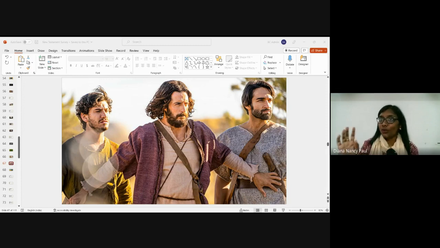At the time of crucifixion, John was present near the cross, along with Mary, the mother of Jesus. And Jesus from the cross looks at John and says, "John, behold your mother." He is handing over his mom to John to take care of.